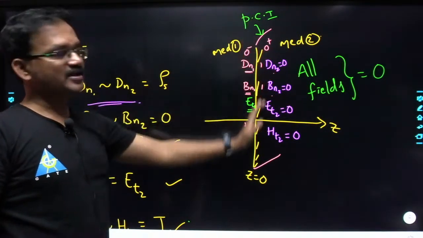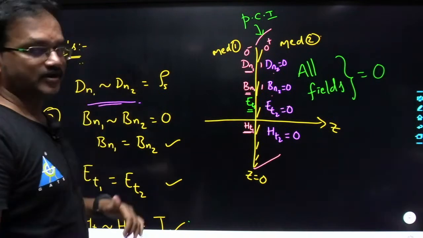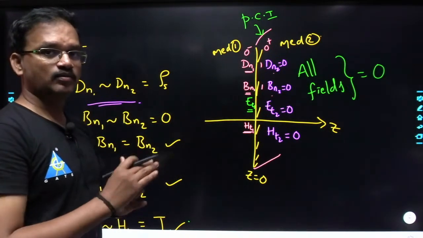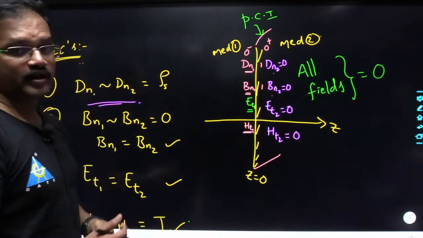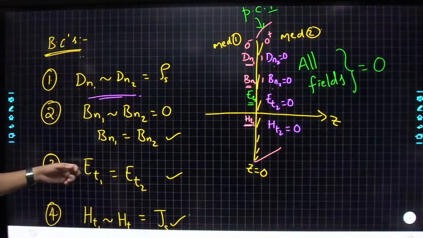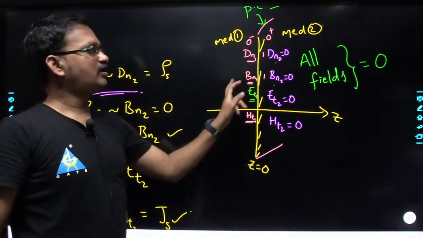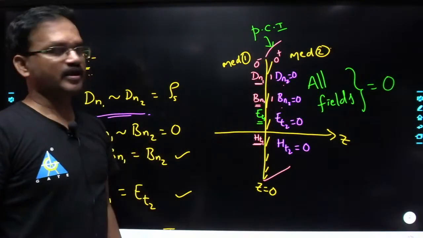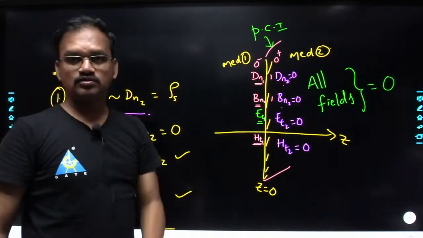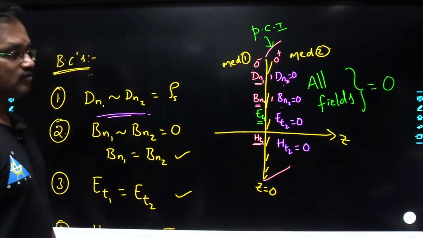Okay, so that relation is given by what? Boundary conditions. What is actually happening at the boundary? So that is given by the boundary conditions, right? Okay, so if you place a perfect conducting interface between medium 1 and medium 2, all the fields in medium 2 will become equivalent to 0.